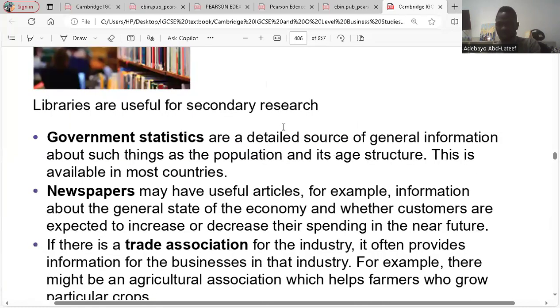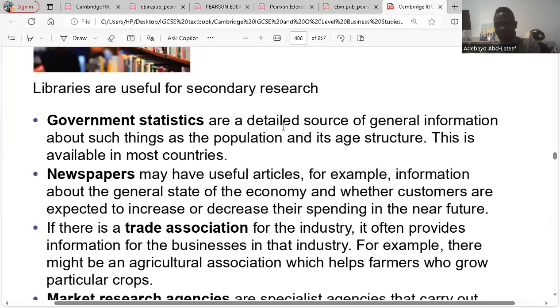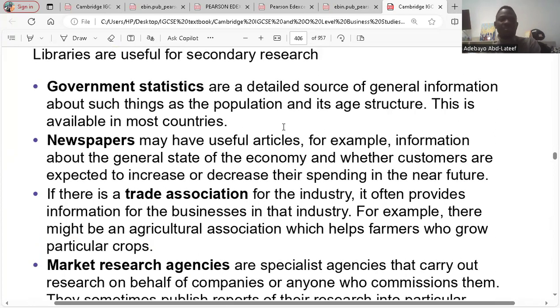Types of secondary research. We have government statistics. These are detailed sources of general information about such things as population and age structure. It is available in most countries. So government statistics are made available through the ministries. About population, you need to know the population of the country, you get to know through the Ministry of Interior or whatever it is. Newspapers, they write news. They give reports about past events. So they are also already available.